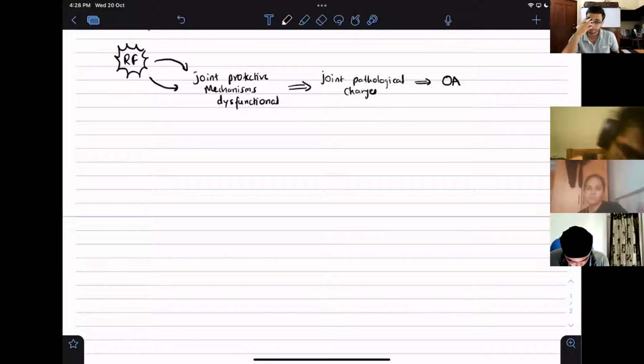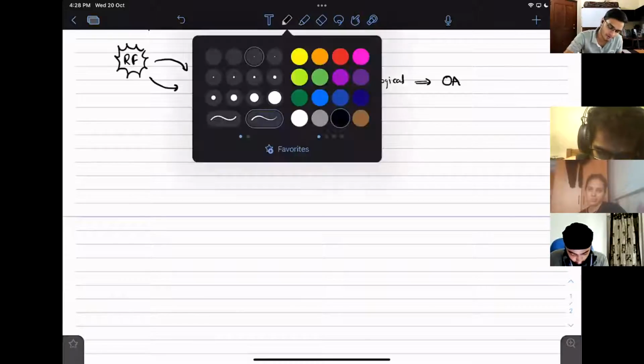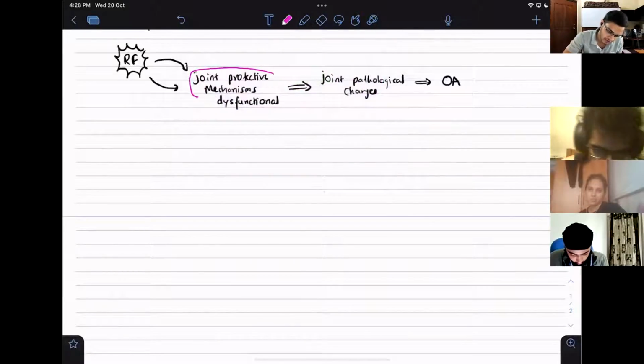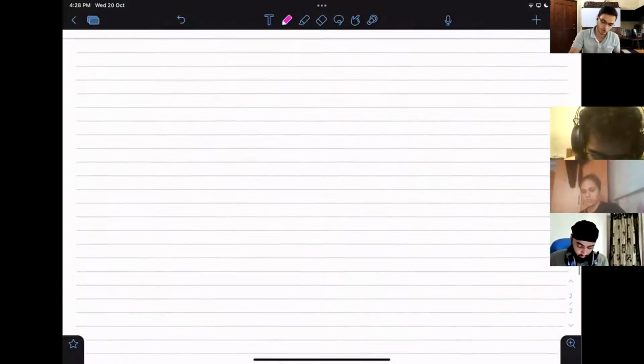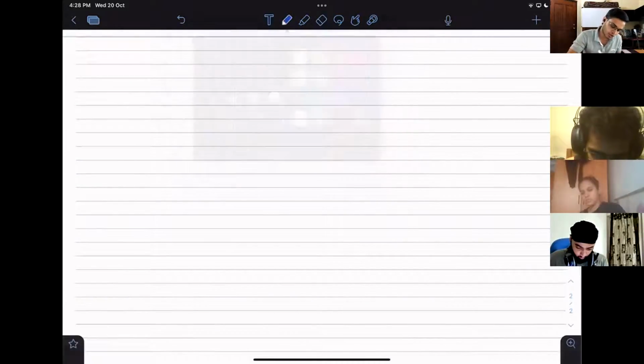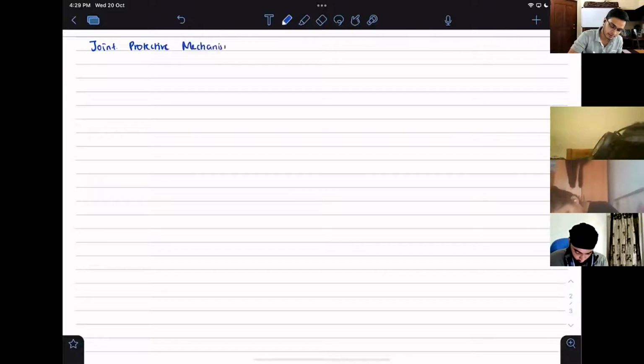First of all, even before we discuss the risk factors, let's look at the normal physiology. What are these joint protective mechanisms, and how do they work in our normal body? This is what we are first going to look at. So you can put a topic: joint protective mechanisms.